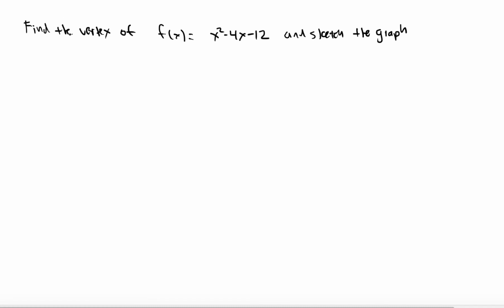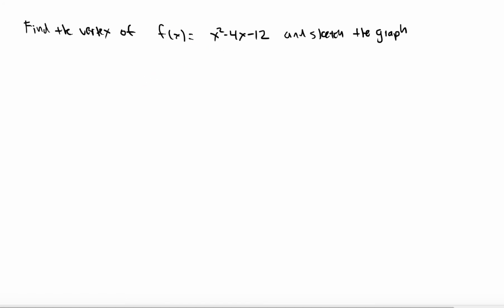All right, so here we want to find the vertex of this function. It's x squared minus 4x minus 12. And we also want to sketch the graph. So first things first, we know that this is a quadratic function because of the x squared term. So we know that the shape of this graph should be a parabola. It's going to be a U shape.